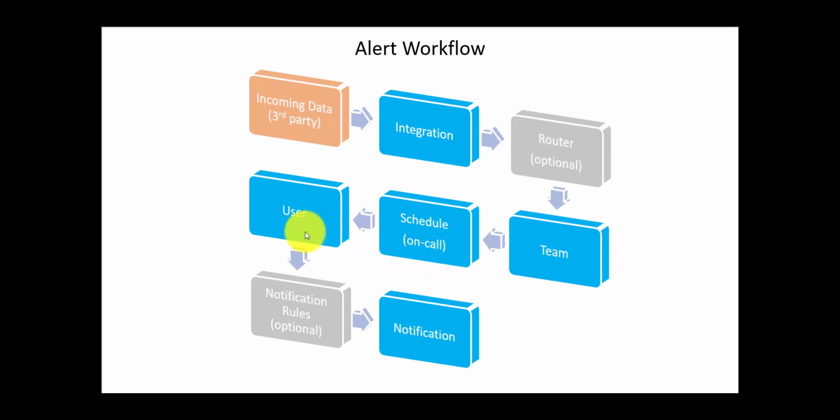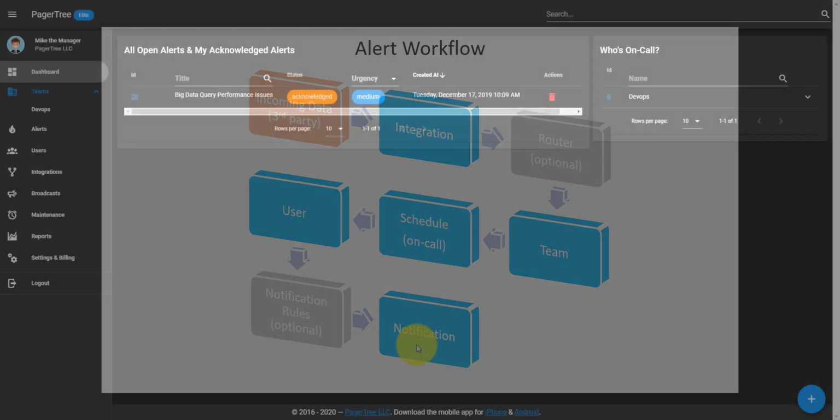A user can set notification rules, but they are optional. Notification rules are an advanced way to describe how to be notified. For this video, we're going to skip the notification rules and go straight to the notification. The user will be notified via email, push, SMS, voice, or Slack, or any combination thereof. The user should then respond to the notification.